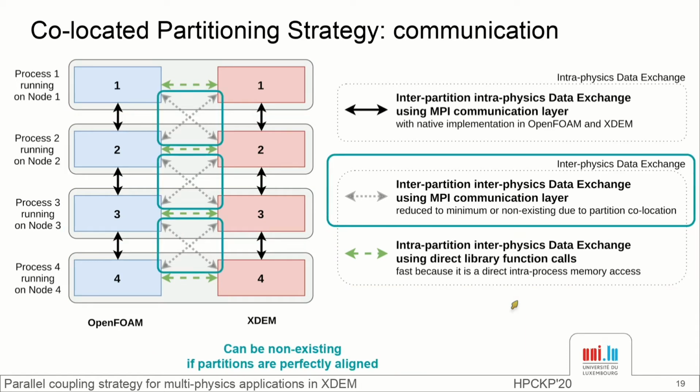And finally, the third type of communication will be the interphysics, interpartition data exchange. And those communications will have to be implemented, for example, using an MPI communication layer. But the idea will be to reduce them to a minimum, because depending on how you have partitioned your domain, actually you can make them null, so no need to do this communication at all.